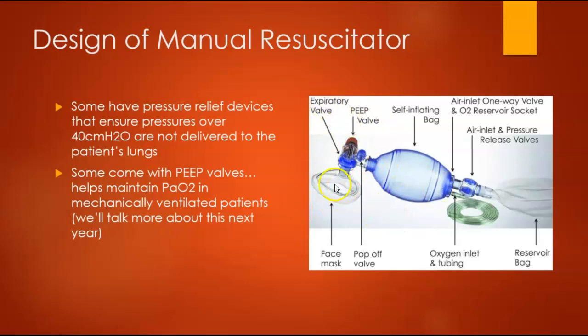So here we are hooked to the face mask. We have the self-inflating bag here. We have an air inlet one-way valve with that reservoir socket here. We have the air inlet and a pressure release valve on the bag back here, and a reservoir bag. My O2 tubing's hooking up to the bag here. So every self-inflating bag will have these components, just they might look slightly different depending on the bag that you're using.